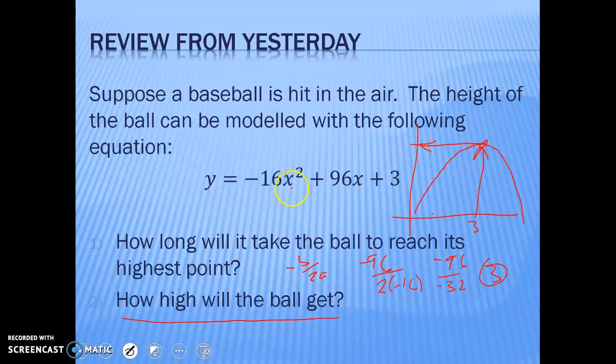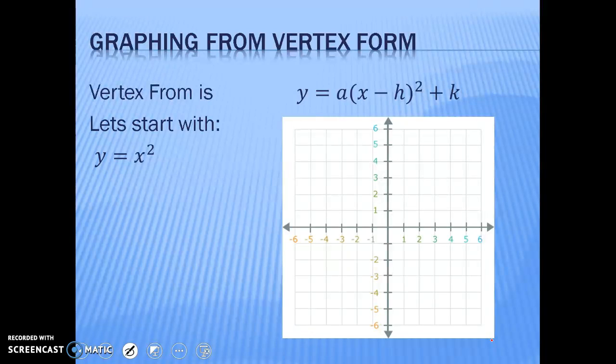If I plug 3 in for x, that's 3 squared, so 16 times 9, which is negative 144, plus 96 times 3, which is 288, plus 3. Negative 144 plus 288 is 144, and 144 plus 3 is 147 feet high. So we know that in 3 seconds the ball is going to be 147 feet high, and we did that by finding the vertex. Let's move on and talk about today's topic.